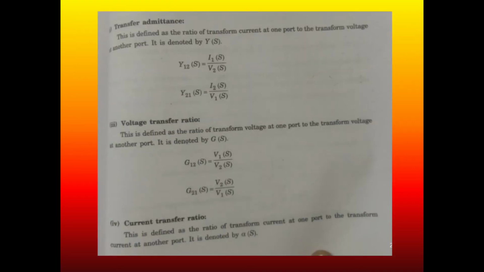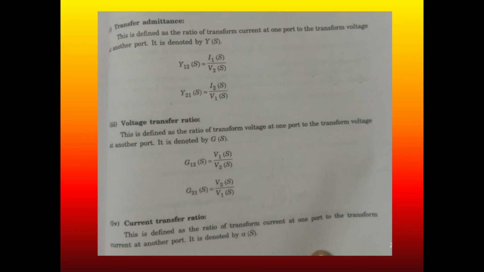Similarly, the transfer admittance is the inverse of that. It is defined as the ratio of transform current at one port to the transform voltage at the other port. So, Y12 of S is given by I1 of S divided by V2 of S. Y21 of S can be given as I2 of S divided by V1 of S.